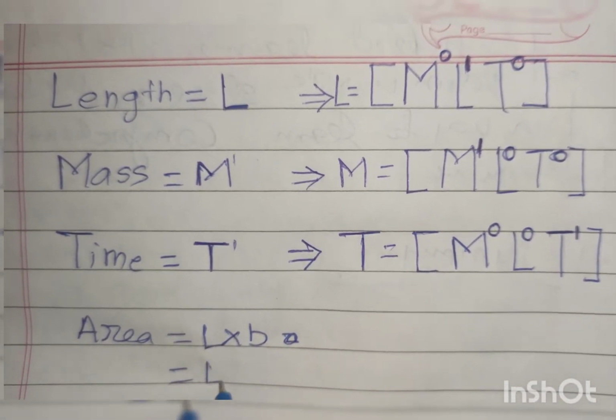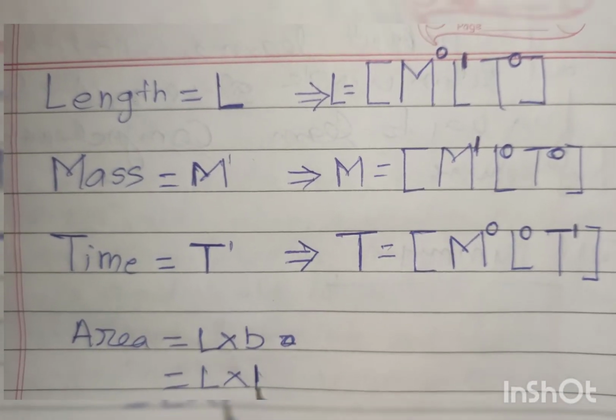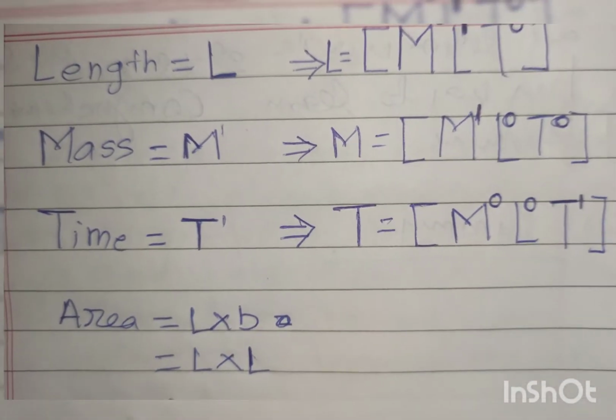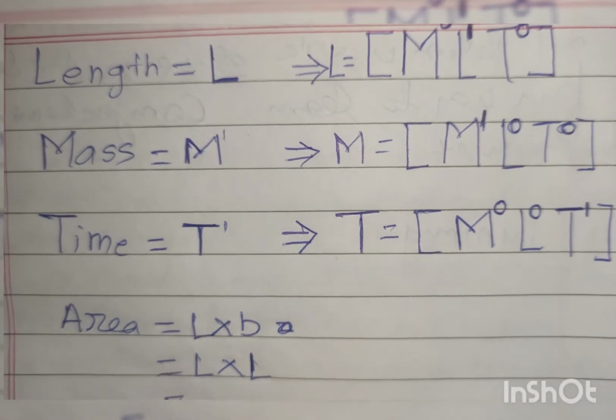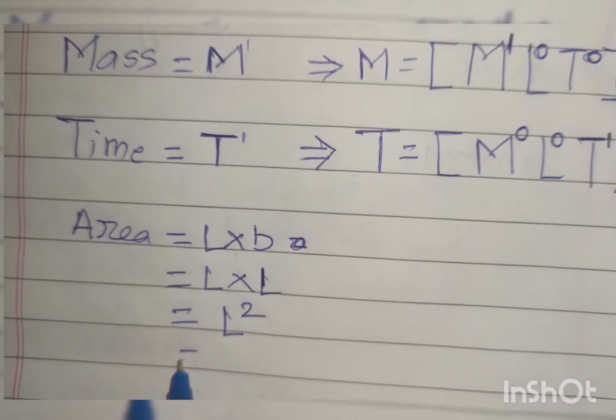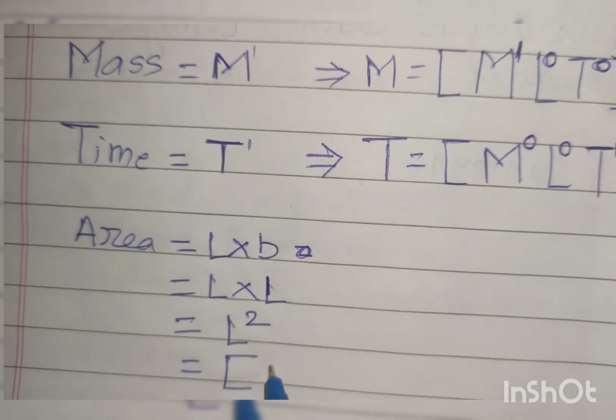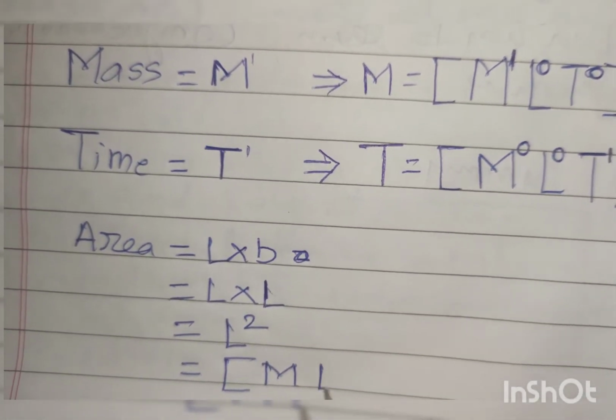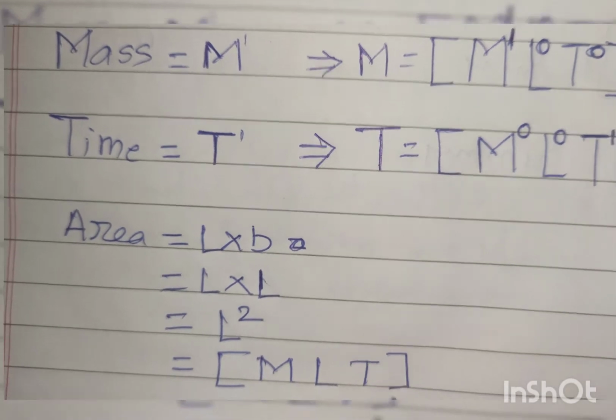What is the length? It is L only. What is the breadth? It is as good as length only. Length multiplied by length, normally we find the area of this. So this becomes nothing but L square, right? L square. So it will become like this. How? You write M, L, and T. You see what you get?